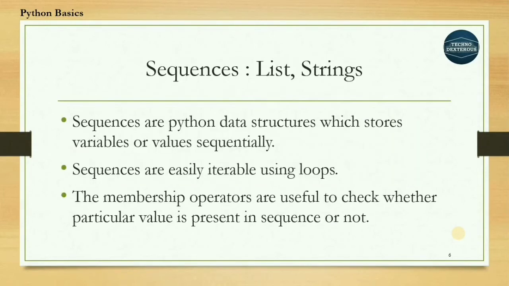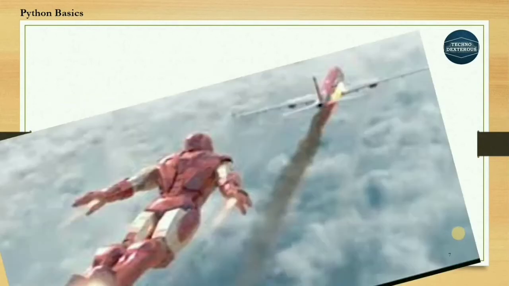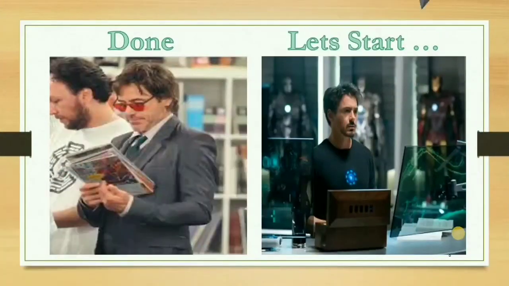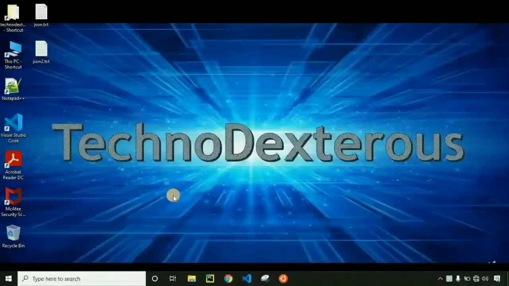What are sequences? Sequences are Python data structures which store variables or values sequentially. Sequences are easily iterable using loops. The membership operators are used to check whether a particular value is present in a sequence or not. Okay, we have now understood the concept of membership and identity operators. Let's move towards practicals. Open Python IDE.